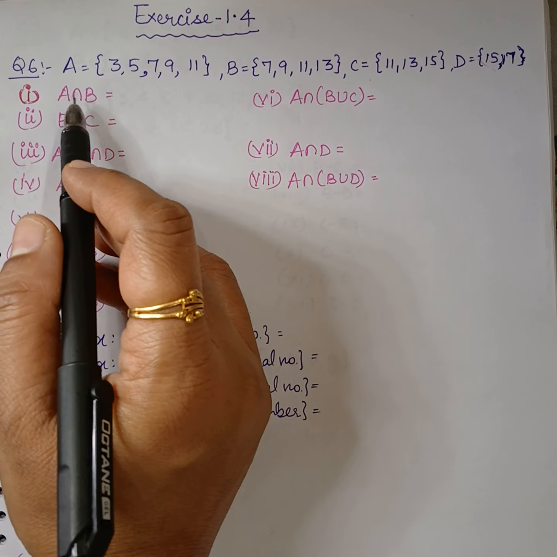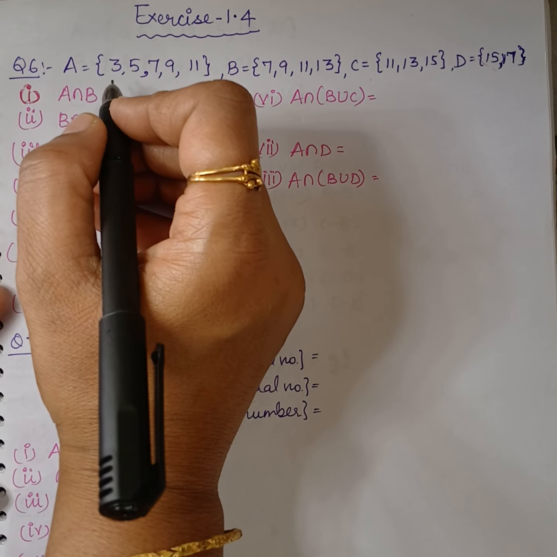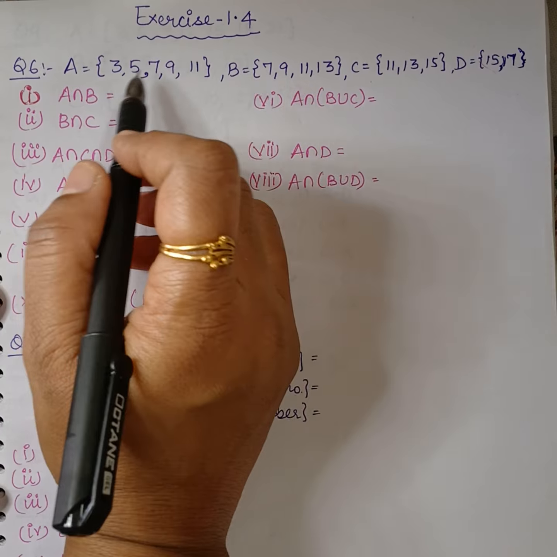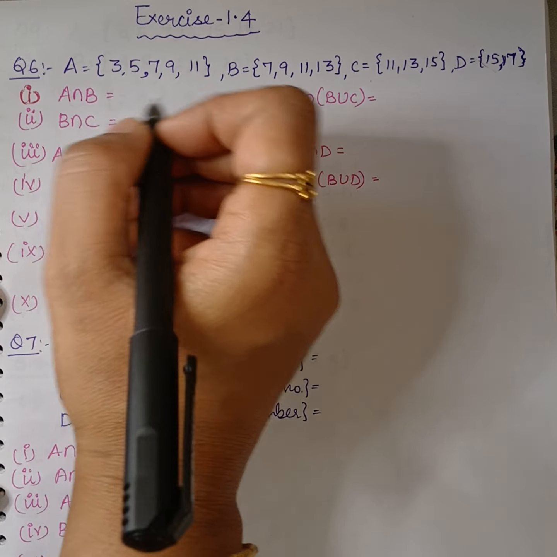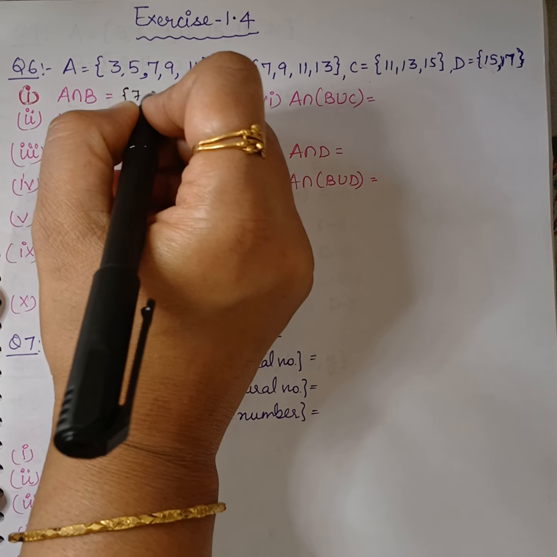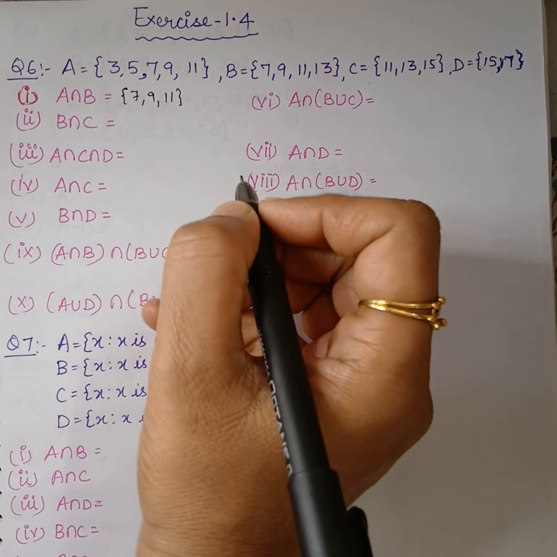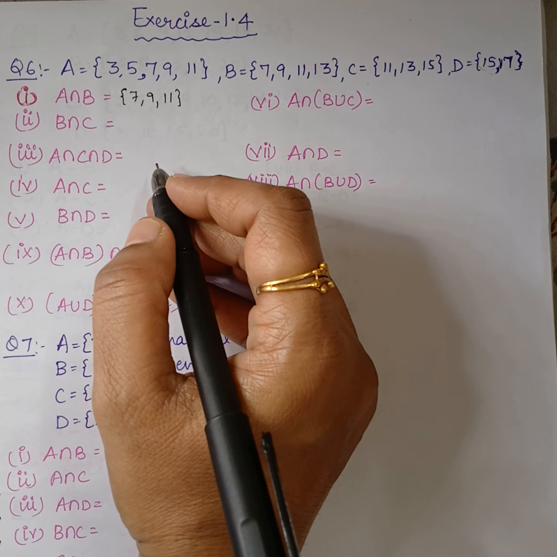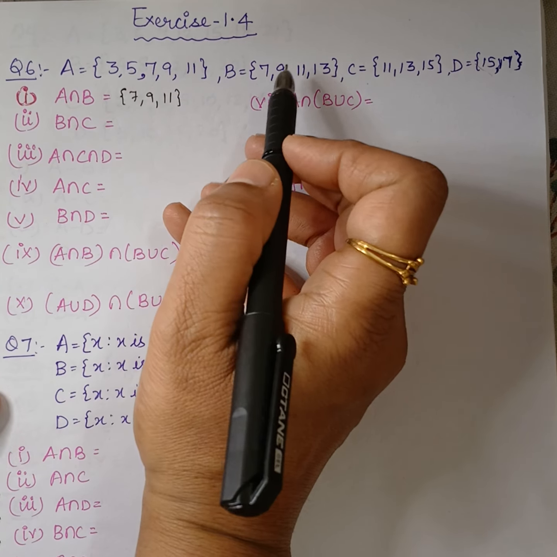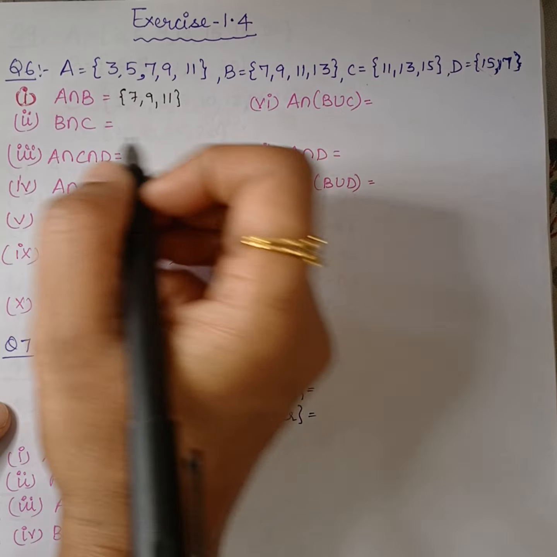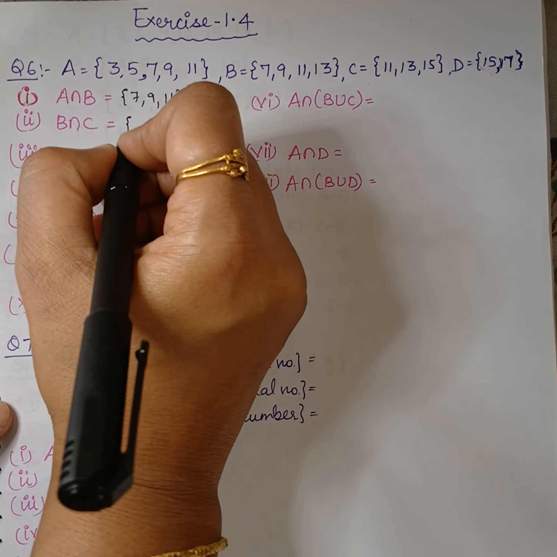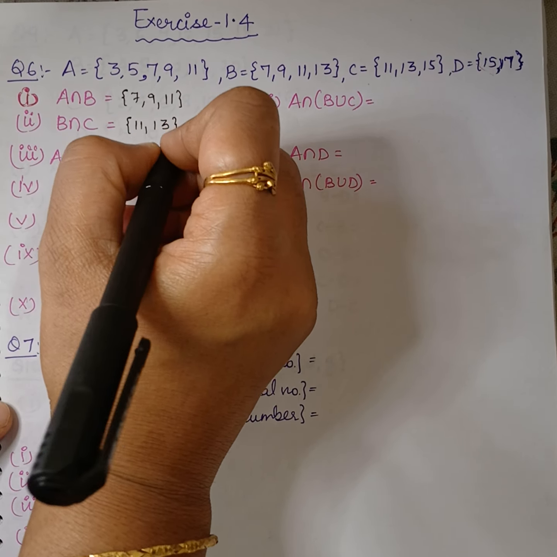Exercise 1.4, question 6. A intersection B. Intersection means common in both. So what is common in both? 7, 9 and 11. Then we have B intersection C, again common thing. In B intersection C, we have 11 and 13 as common.